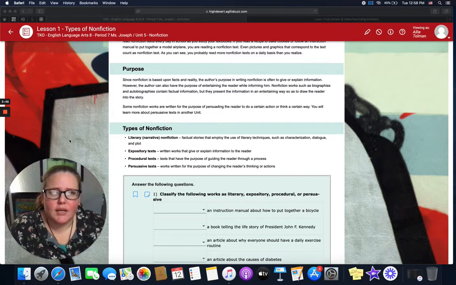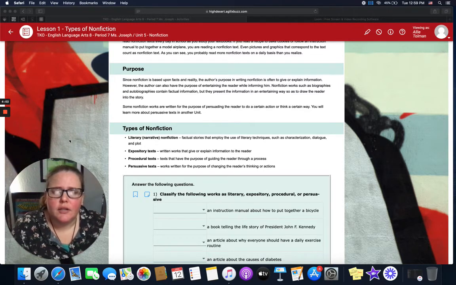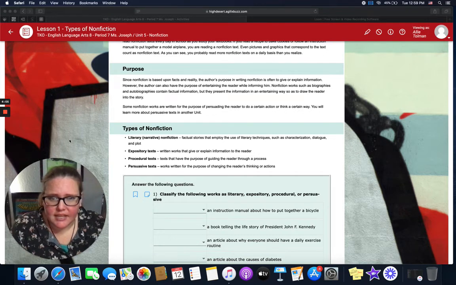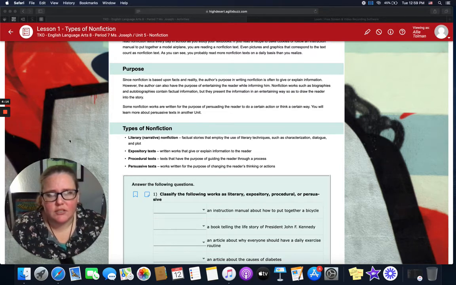So we have our types of nonfiction. Literary narrative nonfiction, which is factual stories that employ the use of literary techniques such as characterization, dialogue, and plot. Expository texts, which are written works that give or explain information to the reader. Procedural texts, texts that have the purpose of guiding the reader through a process. And persuasive texts, works written for the purpose of changing the reader's thinking or actions.